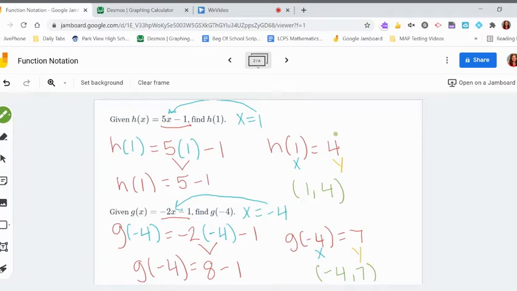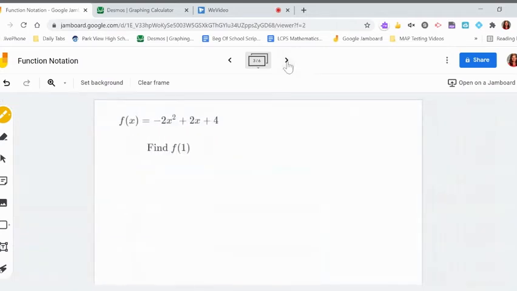When you're doing Delta Math, they may just want this number right here, okay, and that's okay, but just so you see, this is your x, this is your y, your input, and your output. Let's take a look at some other examples you might see. So here we have f of x equals negative 2x squared plus 2x plus 4. Find f of 1. So again, x equals 1.